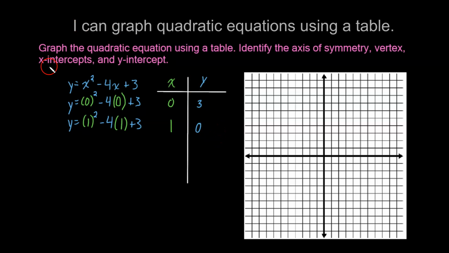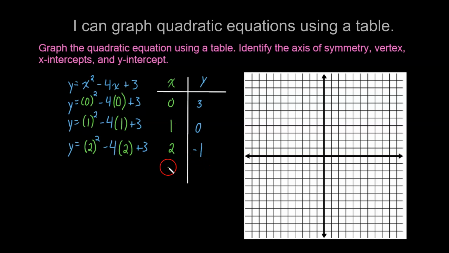Let's go another. So let's go with 2. So that would give us y equals 2 squared minus 4 times 2, I'm substituting 2 in for x there as well, plus 3. Now this one's a little bit more complex. So we get 2 squared, and that's 4, minus 4 times 2, that's 8. So it'd be 4 minus 8, it'd be negative 4, plus 3, so that would give us negative 1.